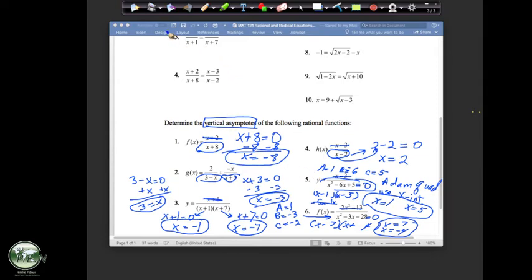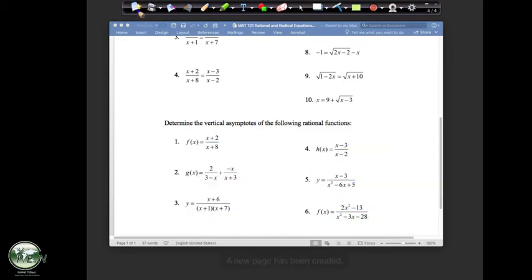In fact, let me clear off all this work. Is anyone still writing? We're okay. I'm going to graph this one just to show you what an asymptote actually looks like. So let me pull up the graphing calculator, see if it's popped up yet. There we go. I've got 6 days left on my trial. It's not very long.